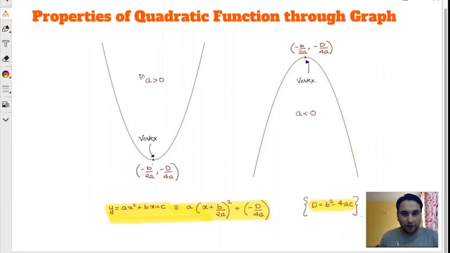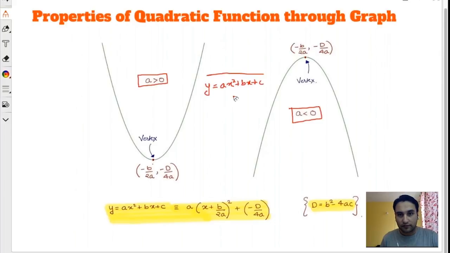So this is the vertex, guys. If A is positive, the graph will face up and the vertex is minus B by 2A, comma minus D by 4A. If A is negative, ye kiska graph plot kar rahe hain hum? We are plotting the graph of ax square plus bx plus c. This is the vertex. Guys, in the chapter of functions, it's a very important concept, right? When we will learn about the range, theek hai?